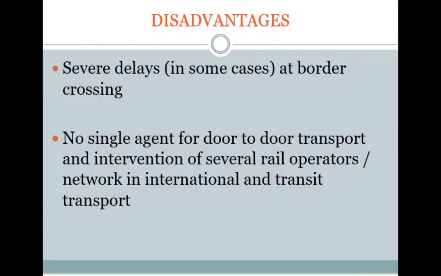First of all, generally, rail transport is perceived to have severe delays in some cases at border crossings. That's the first disadvantage. And it has no or may not have a single agent for door-to-door transport. And there will be interventions of several rail operators and networks in international and transit transport.